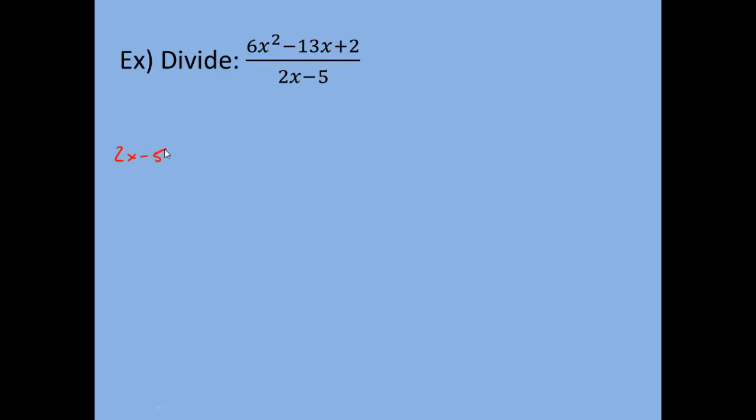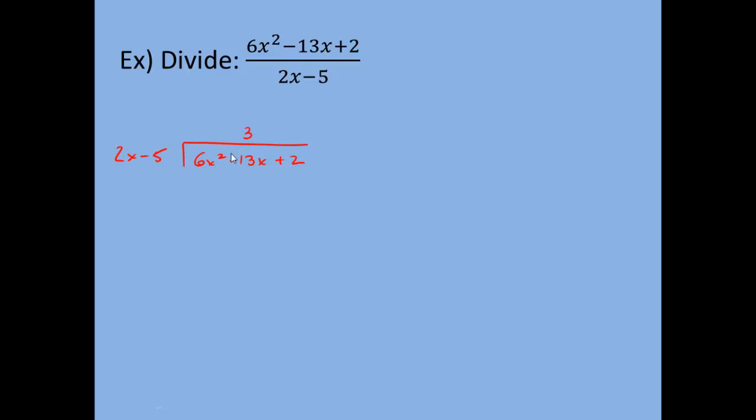2x minus 5 should go on the outside. The 6x squared minus 13x plus 2 should be on the inside. And you're following the same process. Meaning now I want to take a look at this first term here, 2x. I want to say to myself, what do I multiply it by to get a 6x squared? Well, 2 times 3 gives me 6, so I know I need 3 there.